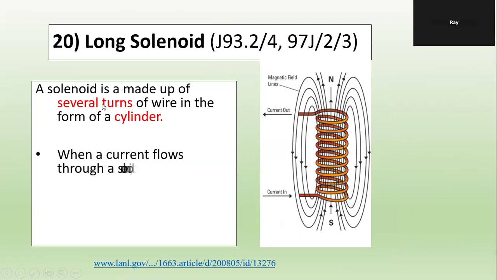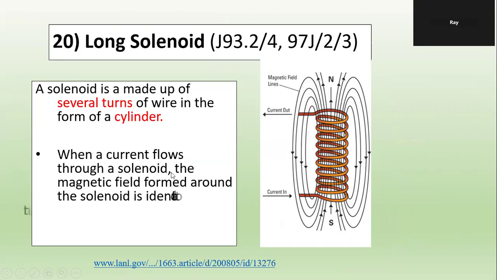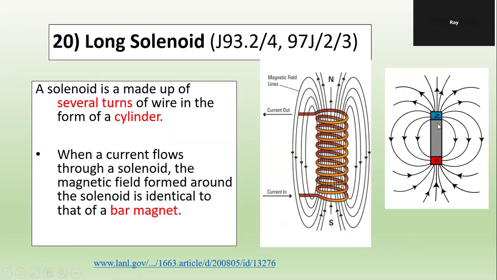A solenoid is made up of several turns of wire in the form of a cylinder. That's how a solenoid looks like. When current flows through the solenoid, the magnetic field formed around the solenoid is identical to the bar magnet. Same as a bar magnet, right? Except the bar magnet, the field doesn't go through the inside there. Similar.